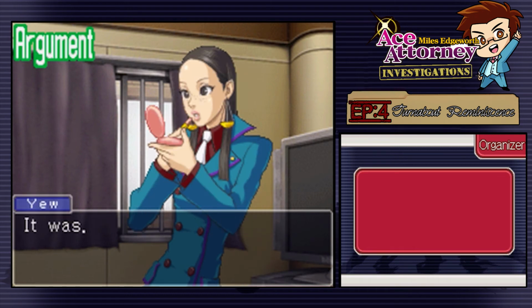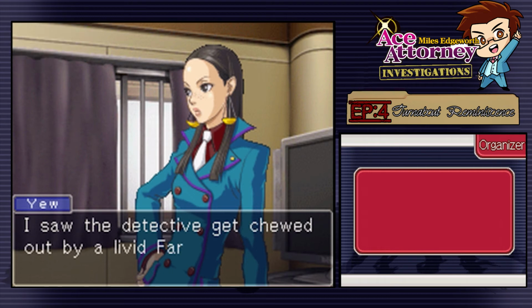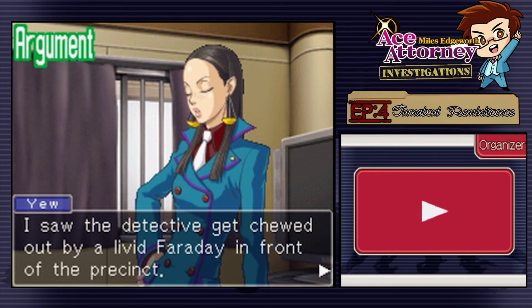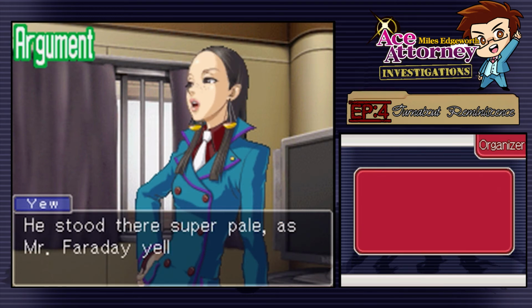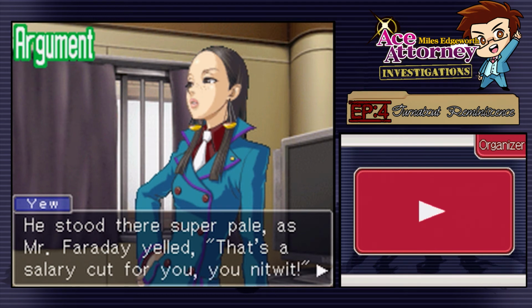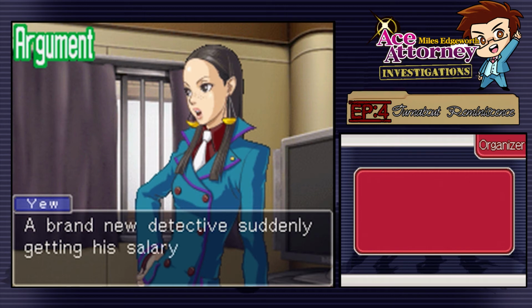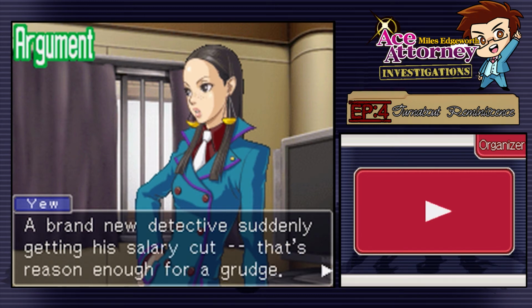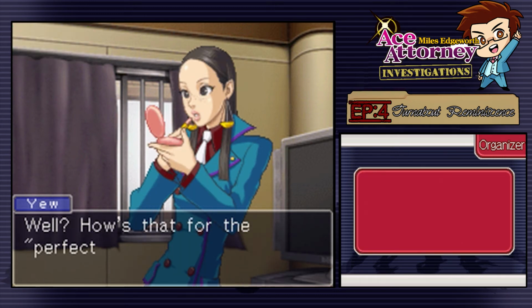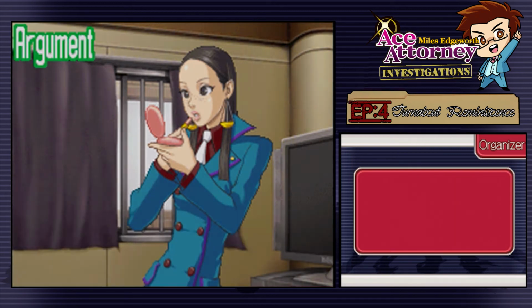Gumshoe's motive. It was about a week ago. I saw the detective get chewed out by a livid Faraday in front of the precinct. He stood there super pale as Mr. Faraday yelled, "That's a salary cut for you, you nitwit!" A brand new detective suddenly getting his salary cut? That's reason enough for a grudge. Well, how's that for the perfect explanation?